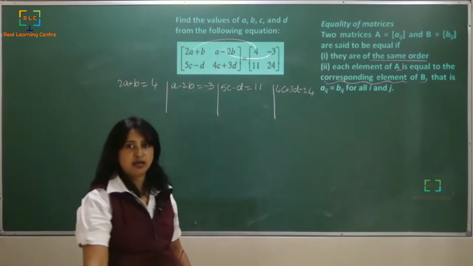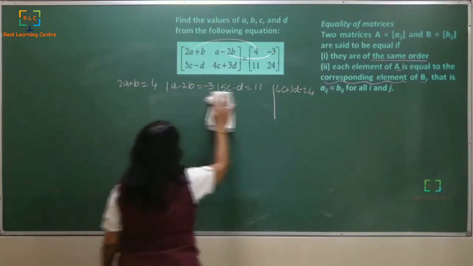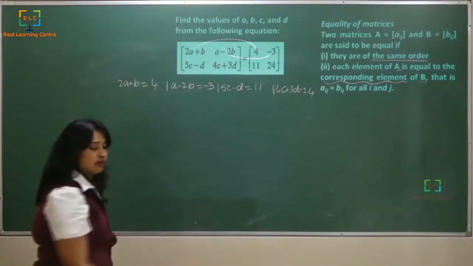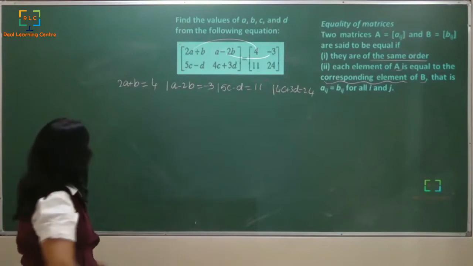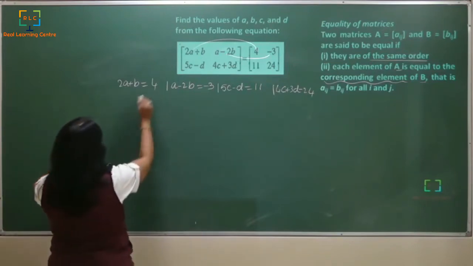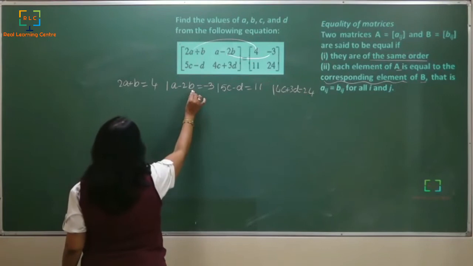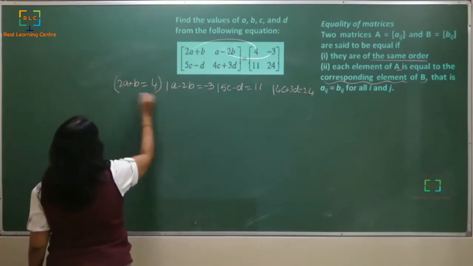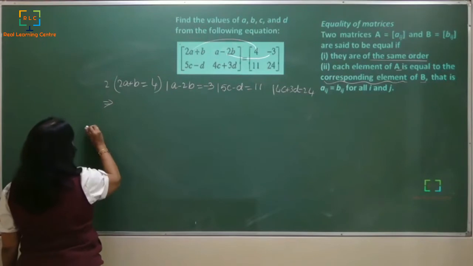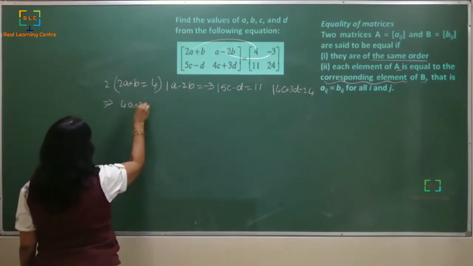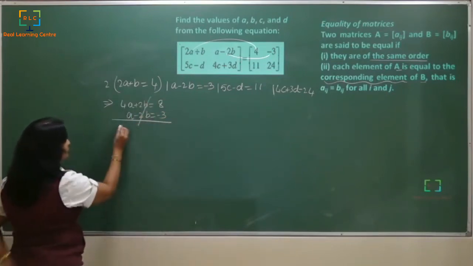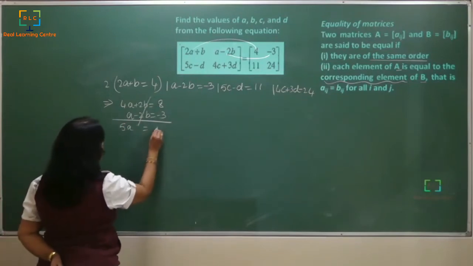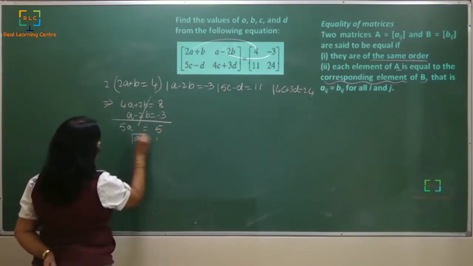Now we see that you have been given equations and you are supposed to find out the values of A, B, C and D. It is very simple: we solve them simultaneously. 2A plus B is equal to 4. I shall multiply this equation by 2. That gives 4A plus 2B is equal to 8. A minus 2B is equal to minus 3. Adding, plus 2B minus 2B cancels, and you get 5A is equal to 8 minus 3, which is 5, so A is equal to 1.